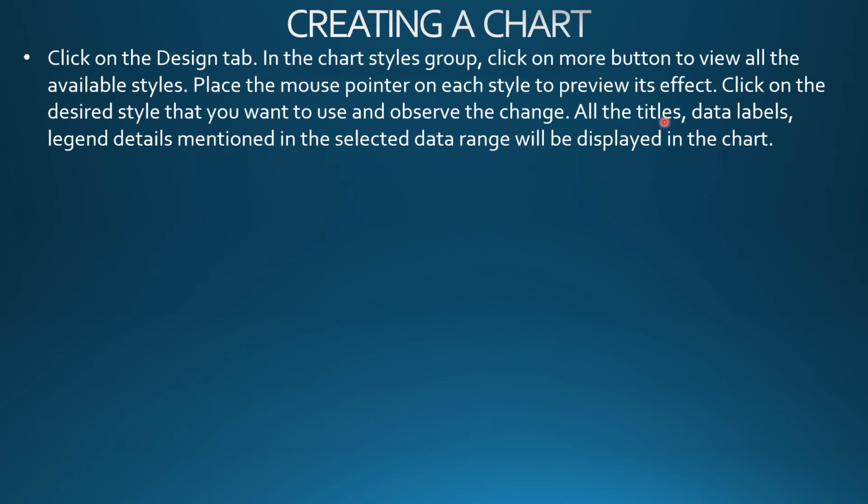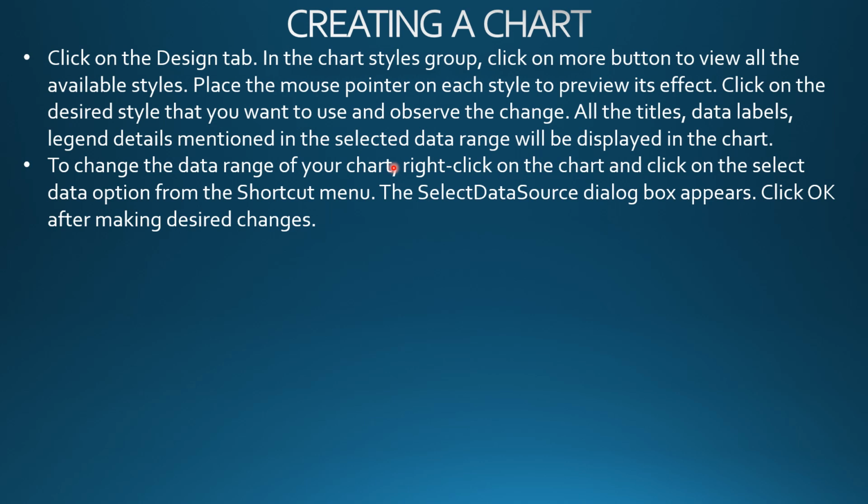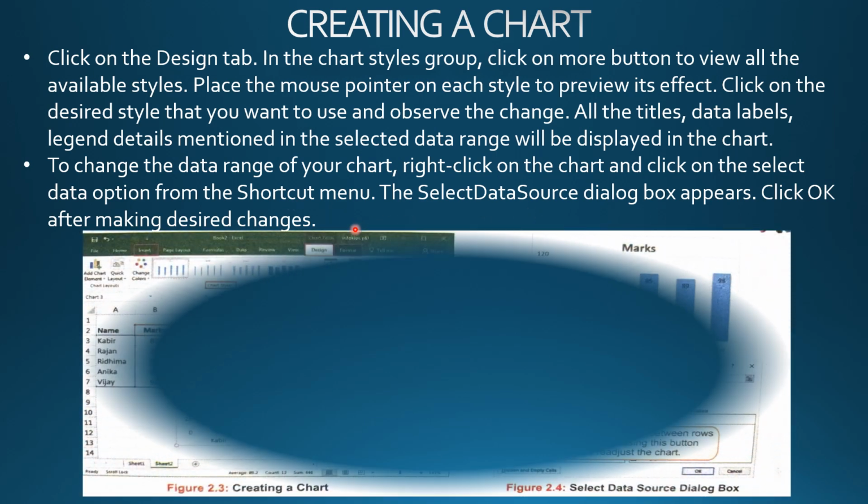And all the title, data label, legends, details which are mentioned in the selected data range will be displayed on the chart. If you want to change the data range of your chart, you can simply right click on the chart and click on the Select Data option from the shortcut menu. Once you do that, you will see that the Select Data Source dialog box appears. You can click OK after making the required changes.